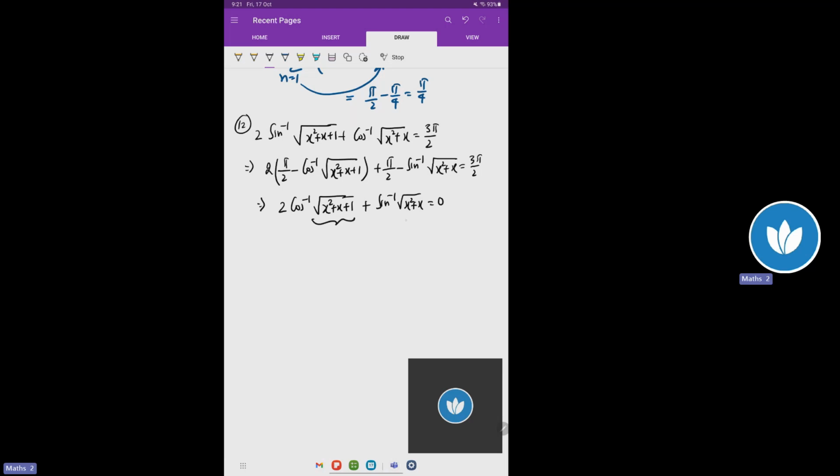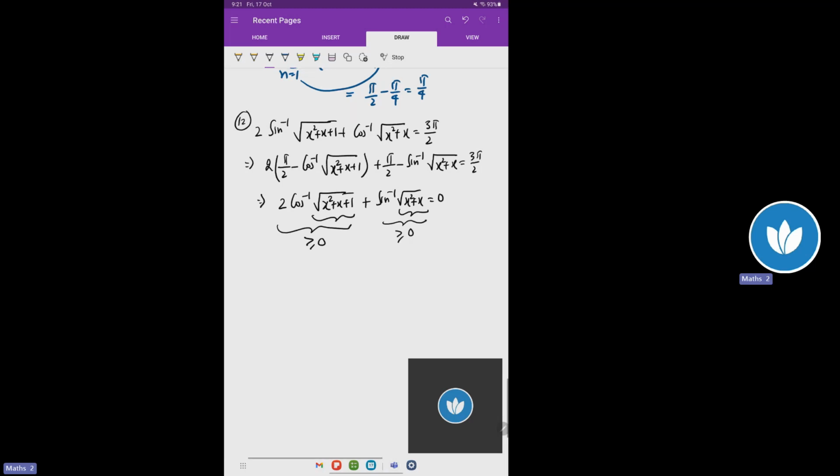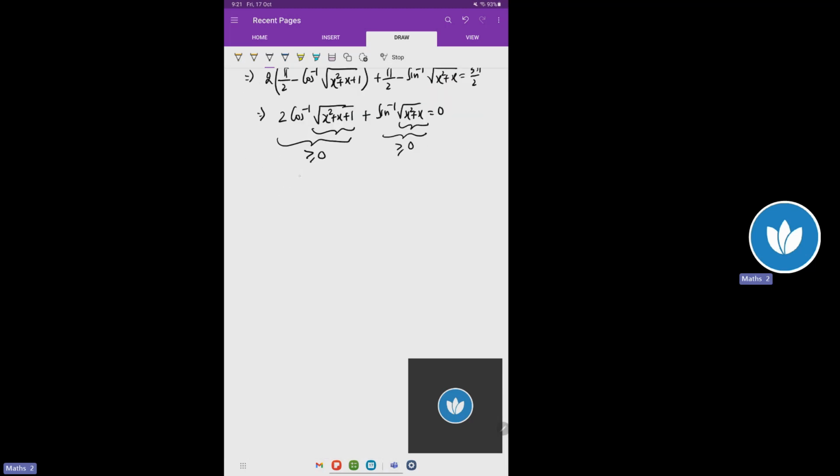So obviously its inputs are positive. So both have to be greater than or equal to 0, and this also has to be greater than or equal to 0. This can happen only in one case, when x square plus x is equal to 0, when this sine inverse would be equal to 0. So this would be equal to 0 when x square plus x equals 0, and at this time the cos inverse's inside thing will also be equal to 1, so cos inverse would also give output 0.